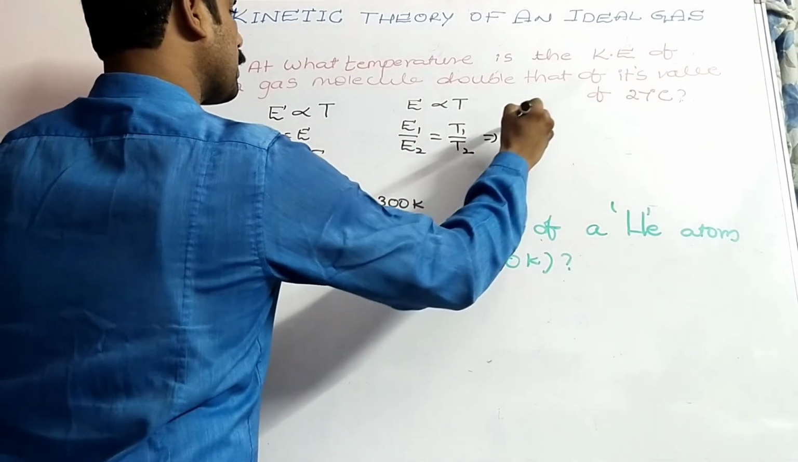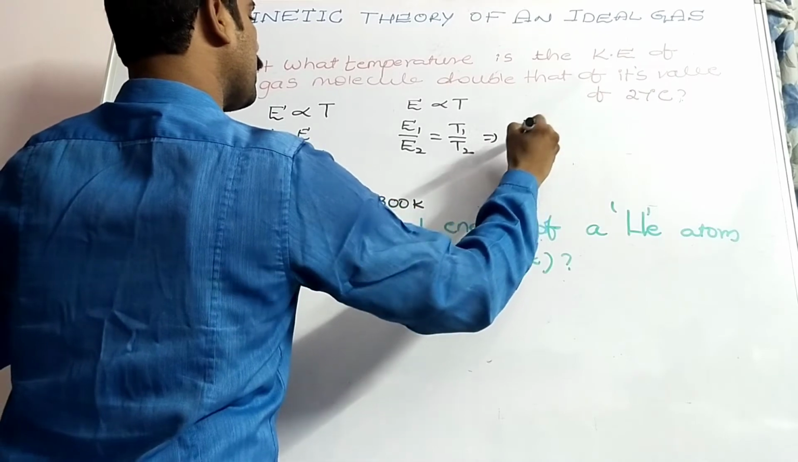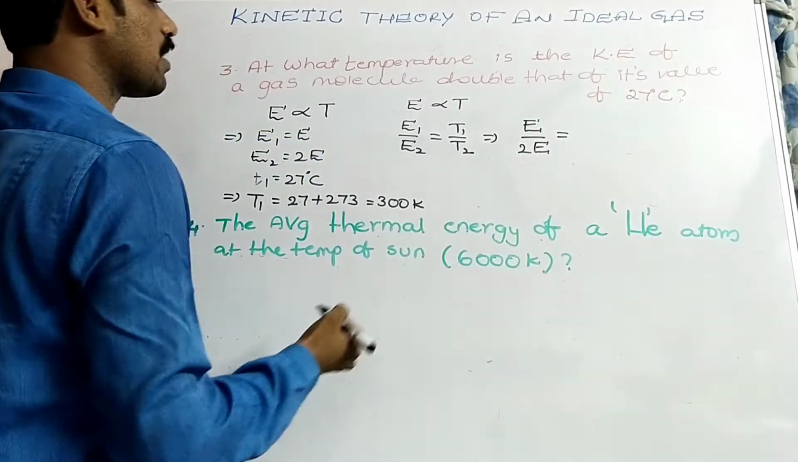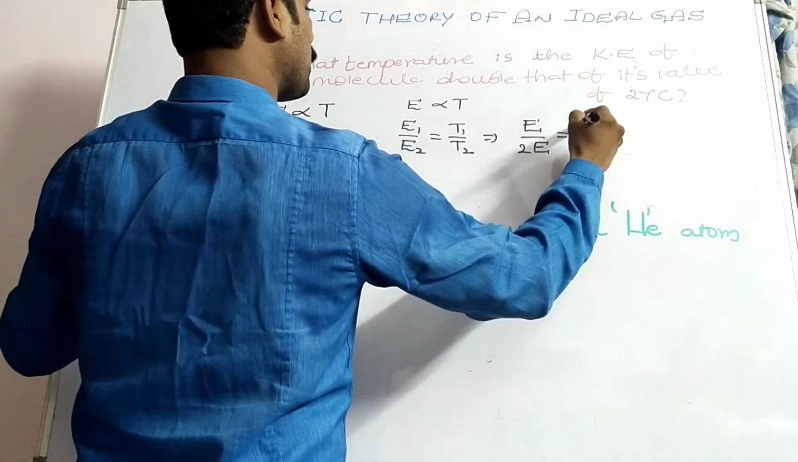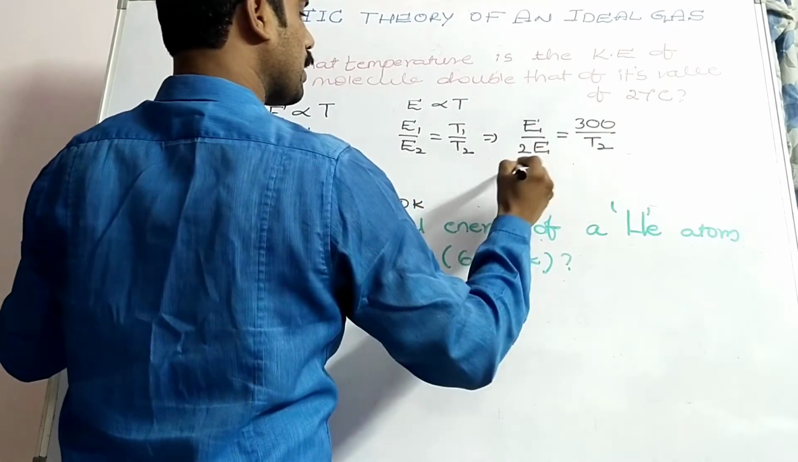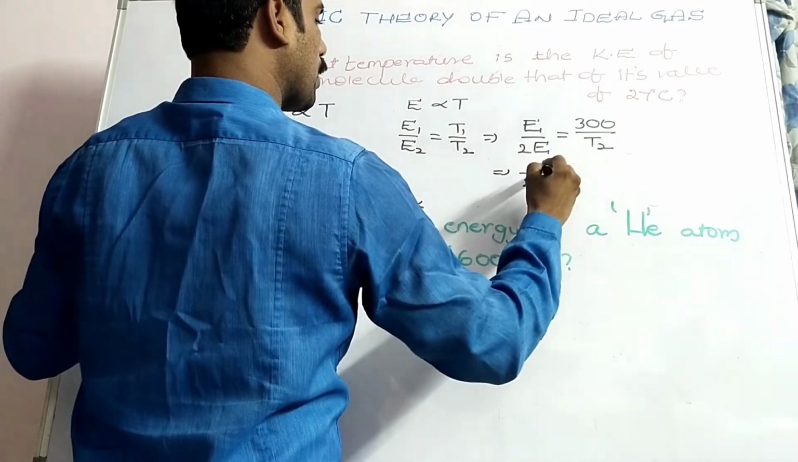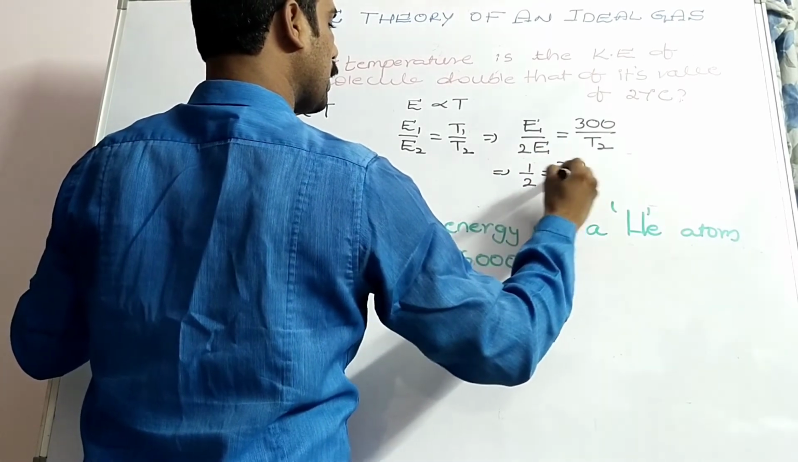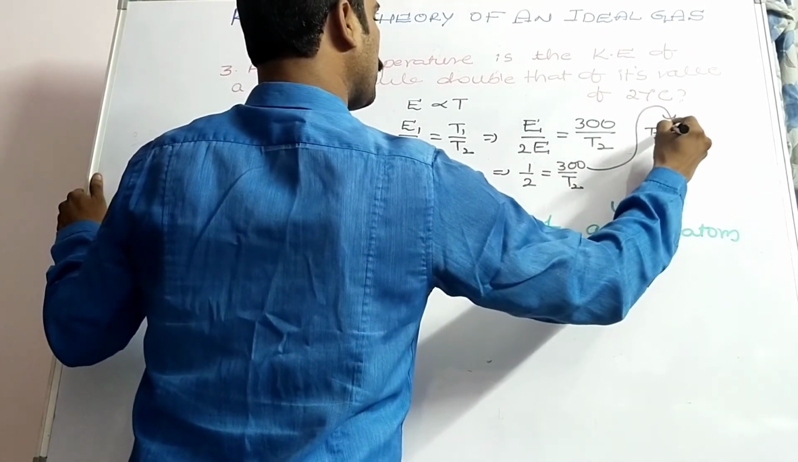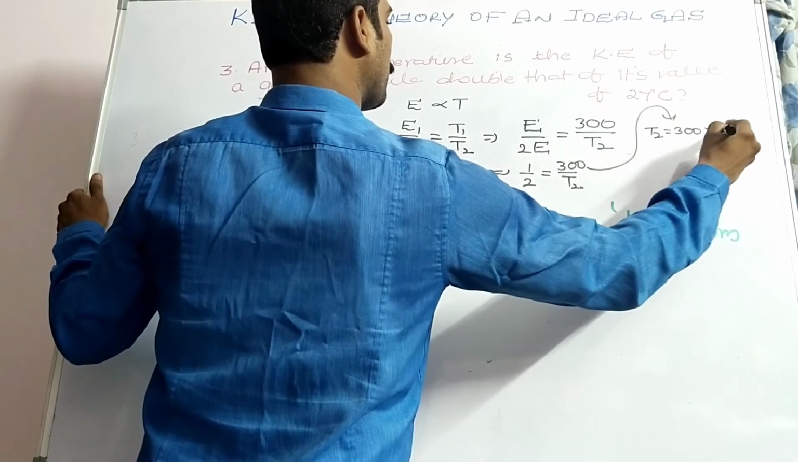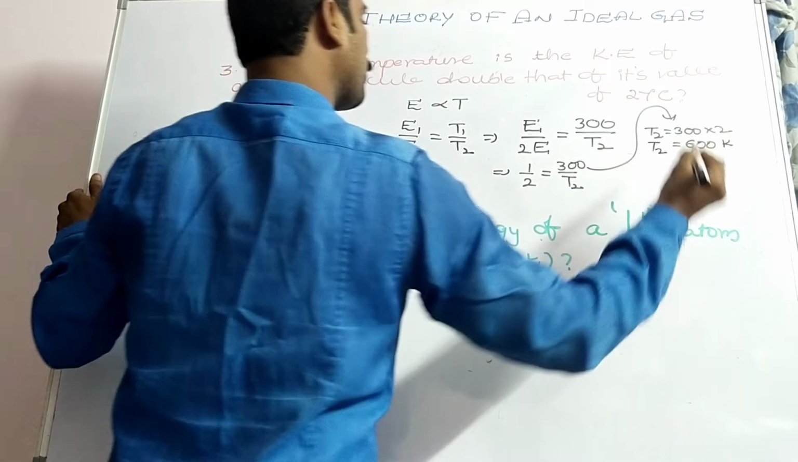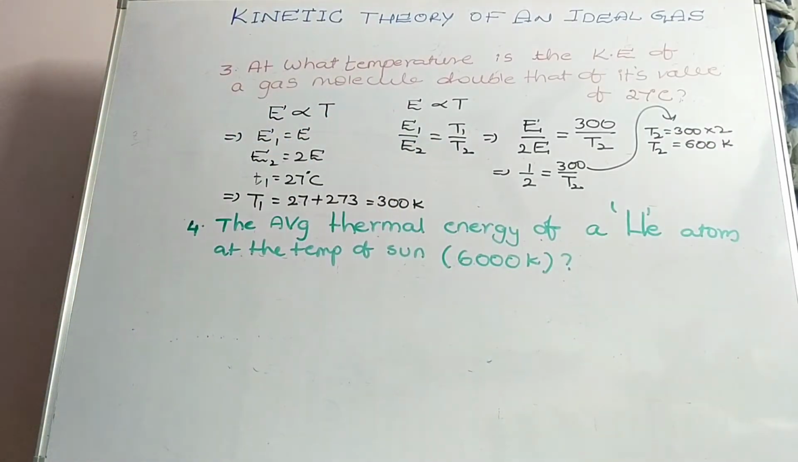That implies instead of E1 we have to write E, and instead of E2, 2E. E by 2E is equal to the initial temperature 300 Kelvin by T2. Now E gets cancelled. That implies 1 by 2 is equal to 300 by T2. Now T2 is equal to 300 into 2, that is equal to 600 Kelvin. T2 is equal to 600 Kelvin.